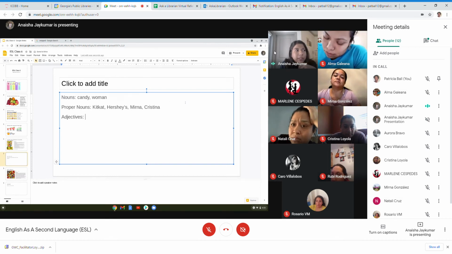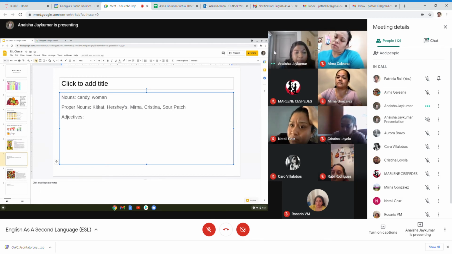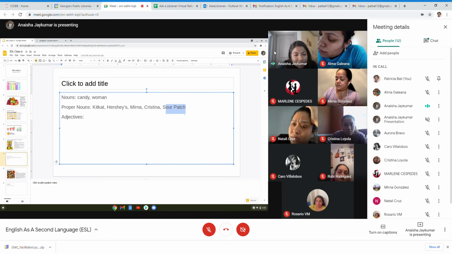Sour Patch, the name of the candy. So in general, when we talk about sour, it's an adjective. But in that example, they are using Sour Patch as a name for that candy. So in that example, Sour Patch is not an adjective. It is a proper noun. Okay, does that make sense?